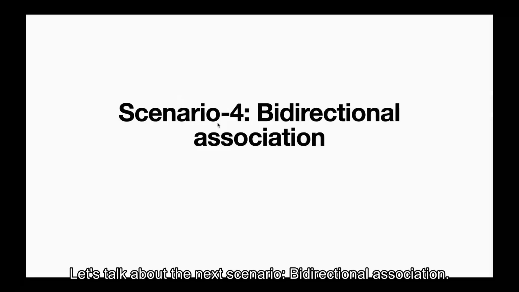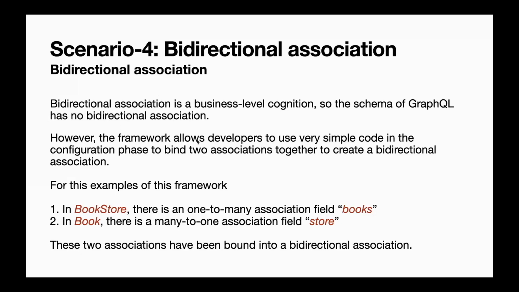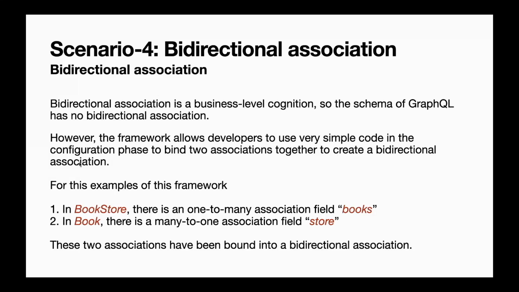Let's talk about the next scenario, bidirectional association. Bidirectional association is a business-level cognition, so the schema of GraphQL has no bidirectional association. However, the framework allows developers to use very simple code in the configuration phase to bind 2 associations together to create a bidirectional association.